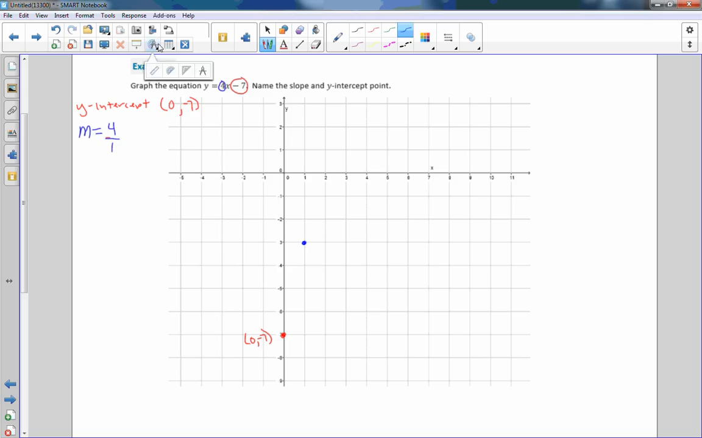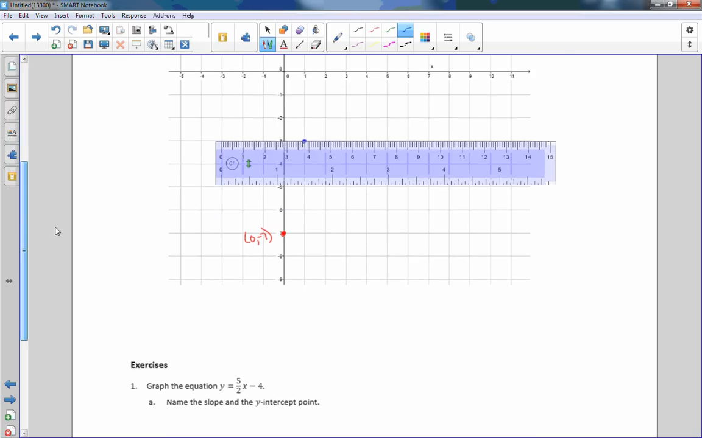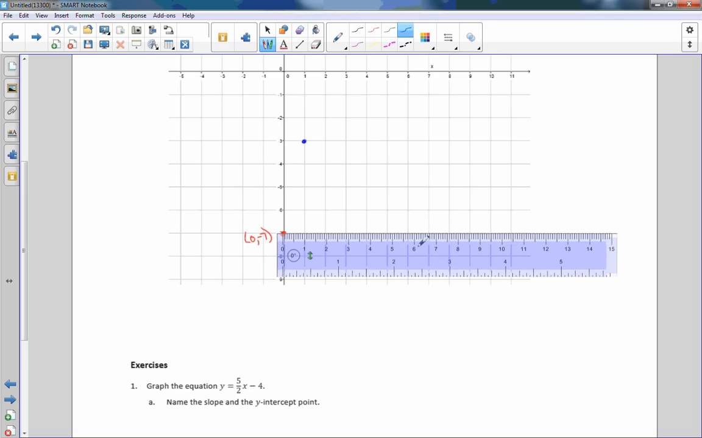I need 2 points to graph a line. So I bring this down and line this up nice and neat.